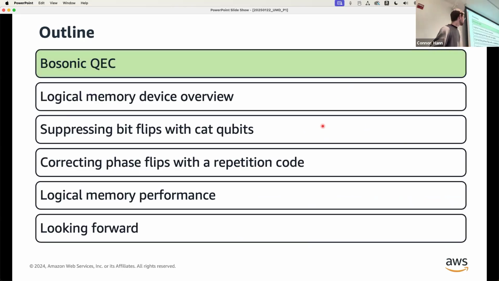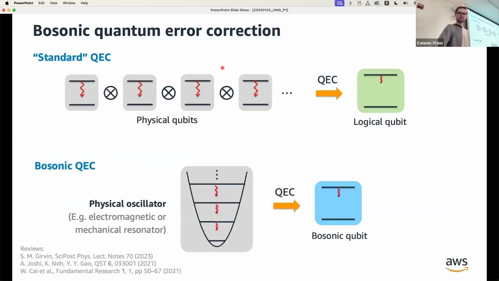Okay, so that brings me then to an outline for the talk. I'm going to start off by telling you about bosonic quantum error correction, which is really kind of our secret sauce, if you like, of the approach that we think is going to give us a more efficient path to good logical qubits. And then from there, I'm going to tell you about an experiment that we did recently where we built a logical memory using this bosonic error correction. I'll walk through how that memory can correct different kinds of errors and talk about its performance. And then at the end, I'll wrap up and talk about some future directions. So starting then with this bosonic error correction, let me jump in.